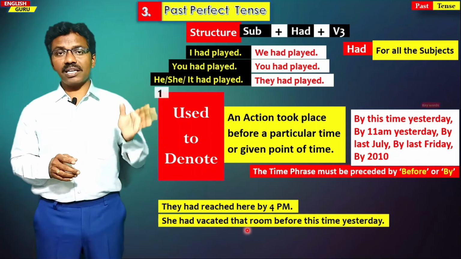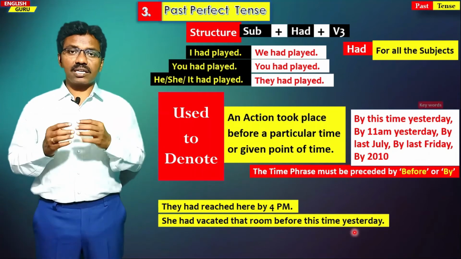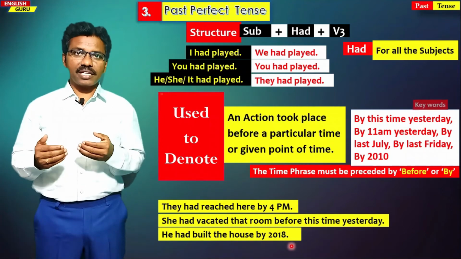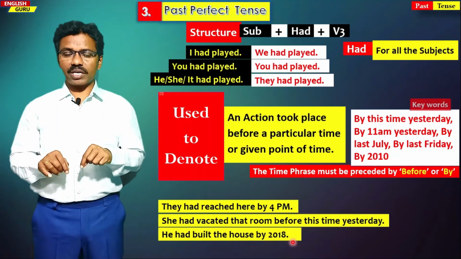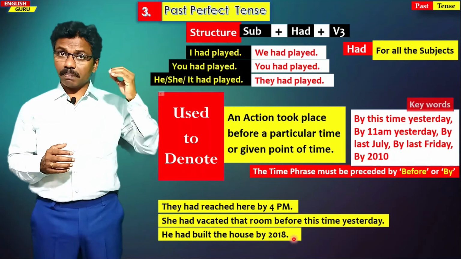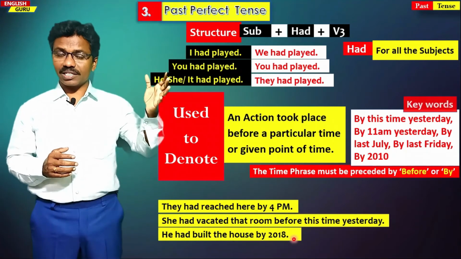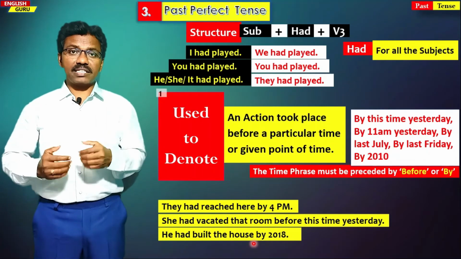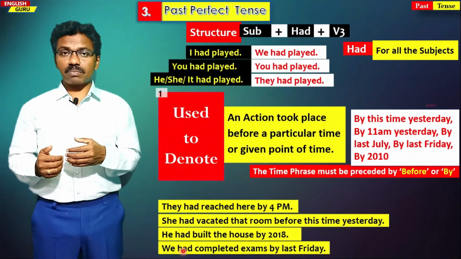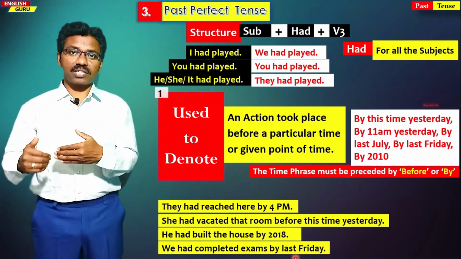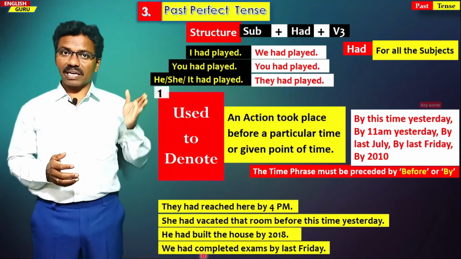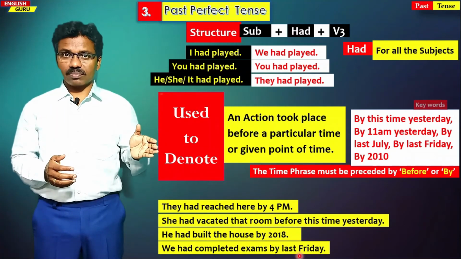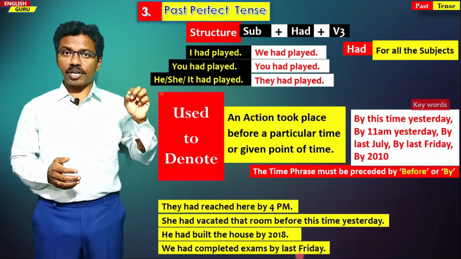Yesterday by this time she already completed that activity. In the next sentence, he had built that house by 2018. So you are talking in 2020 that he had already built that house by 2018. So he completed the activity of building. And the next sentence, we had completed the exams by last Friday. You are talking on Sunday that you had completed exams by last Friday. So the action was already completed in the past by a fixed time, by a particular point of time.